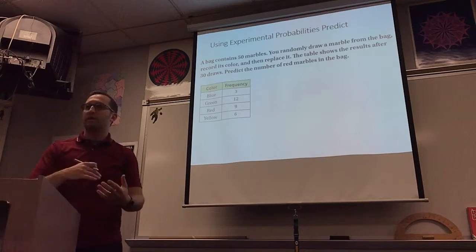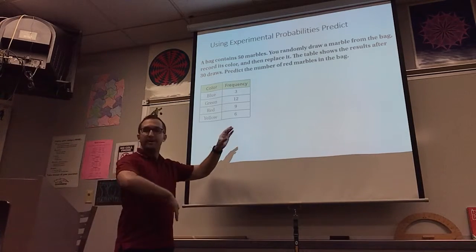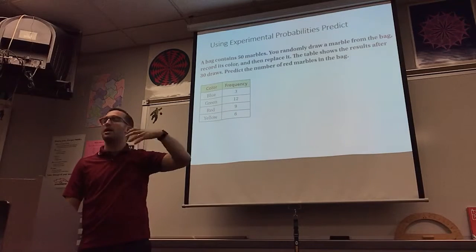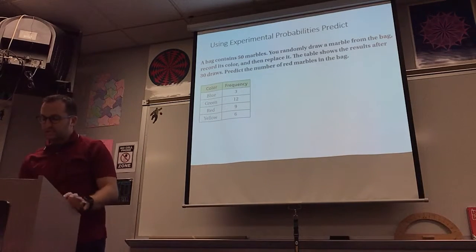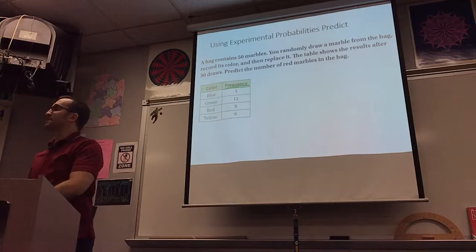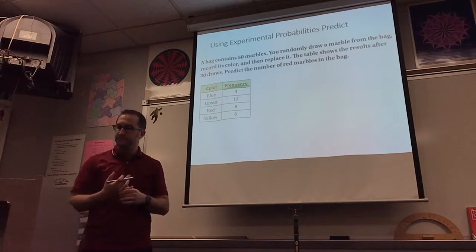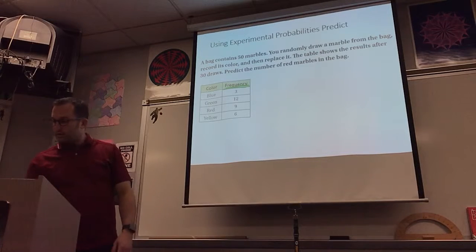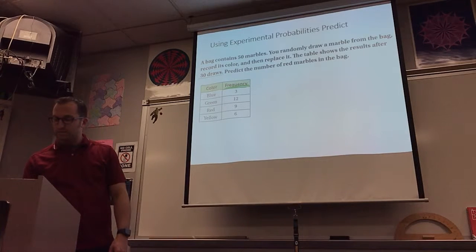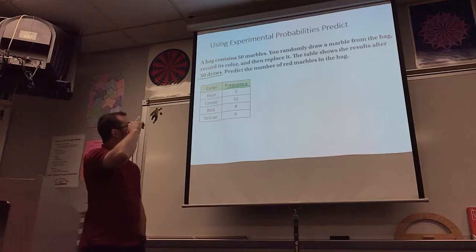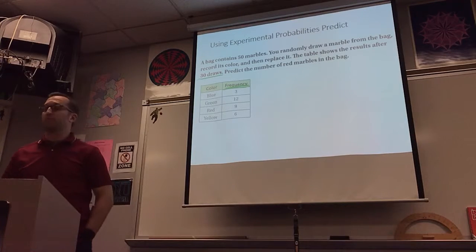Bag contains 50 marbles. You randomly draw the marbles from a bag, put them back, and this is the probability. This is how many times we drew those marbles out. It says frequency. We learned yesterday that that means the number of times something happens. Okay. The table shows the results after 30 draws. We want to predict the number of red marbles in the bag.